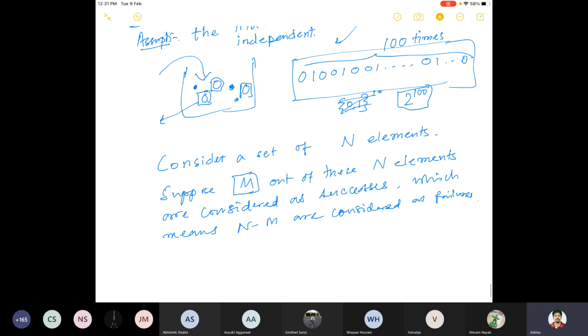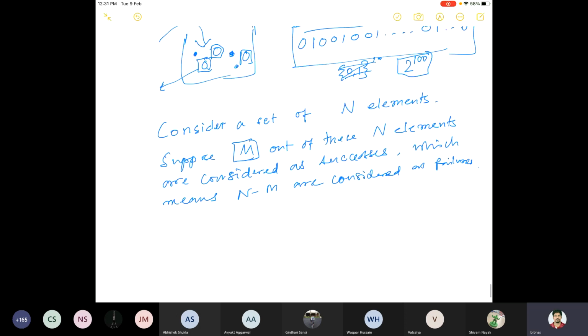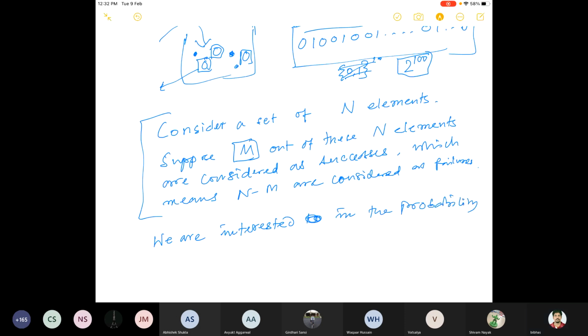Okay, now what we are interested in, so this is my assumption first of all. Okay, now I'm asking the question, so what we are interested in, we are interested in the probability of getting X successes in n trials.